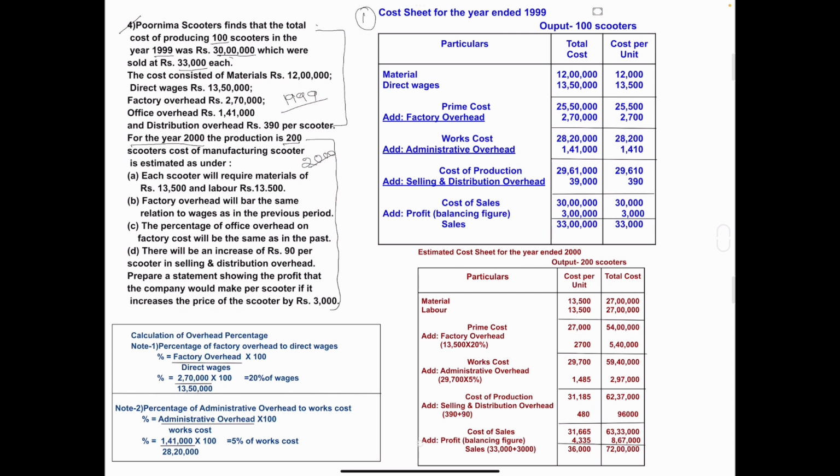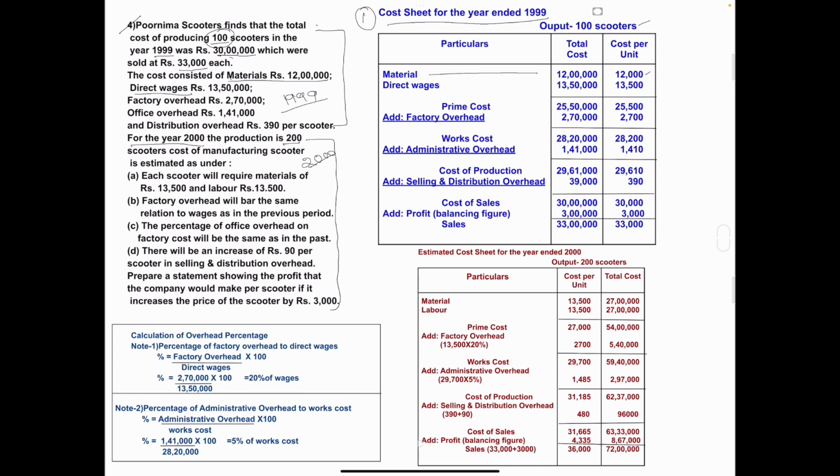Number 1, cost sheet for the year 1999. Output 100 scooters. In the year 1999, they are producing 100 scooters, so write here 100 scooters. Particulars, total cost and cost per unit. First we have to take material or direct material. See in the problem, direct material is rupees 12 lakh. Material 12 lakh. For per unit, what we have to do? 12 lakh divided by 100, we will get 12,000.